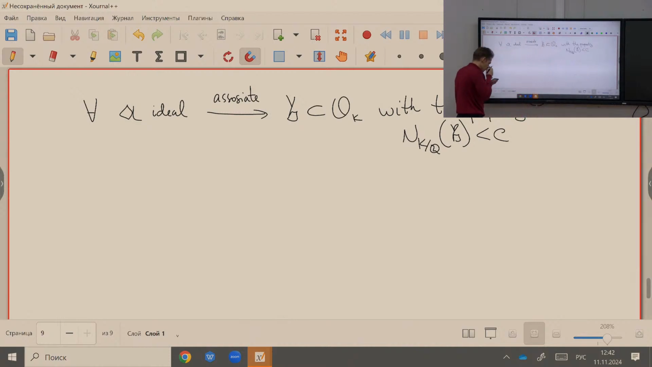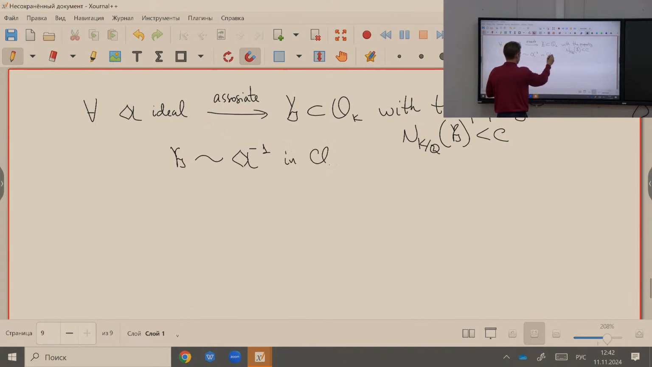Actually, in the class group, B will be equal to A inverse. So we will search not for an equivalent element in the class group, but it will be the inverse of the equivalent. Yeah, but in the class group A inverse and A are also equivalent.